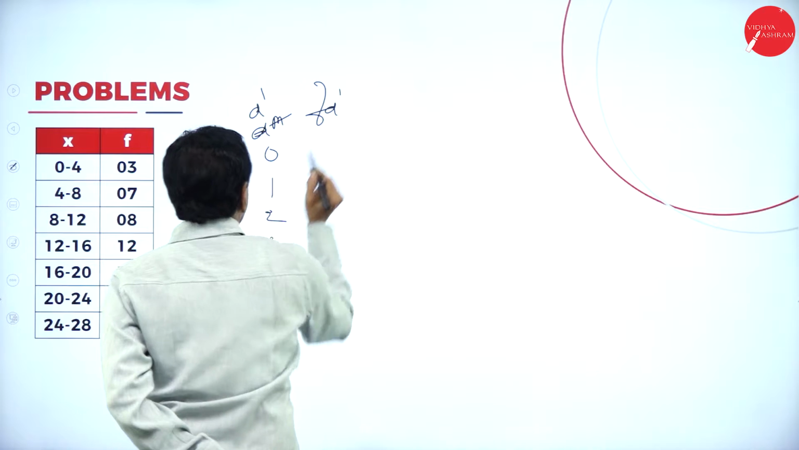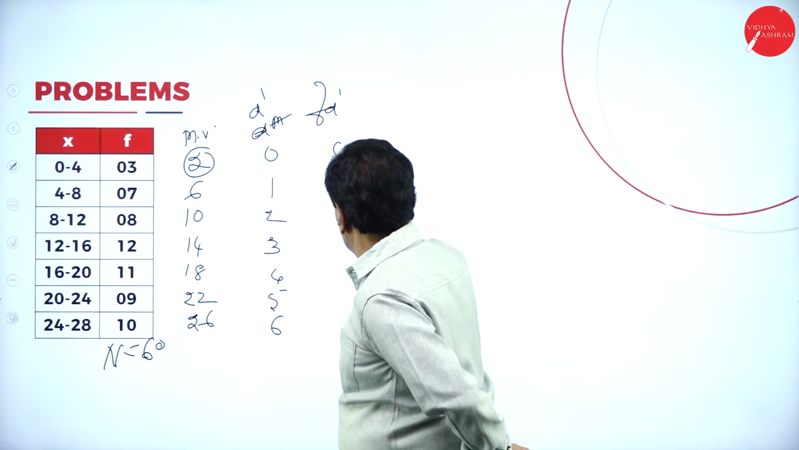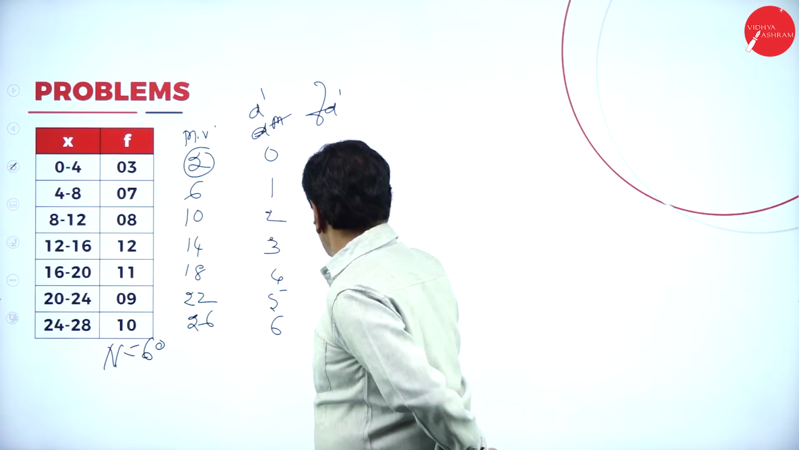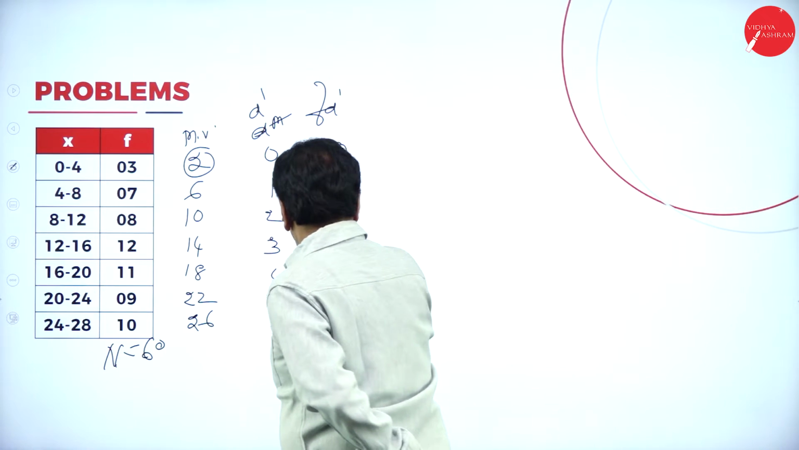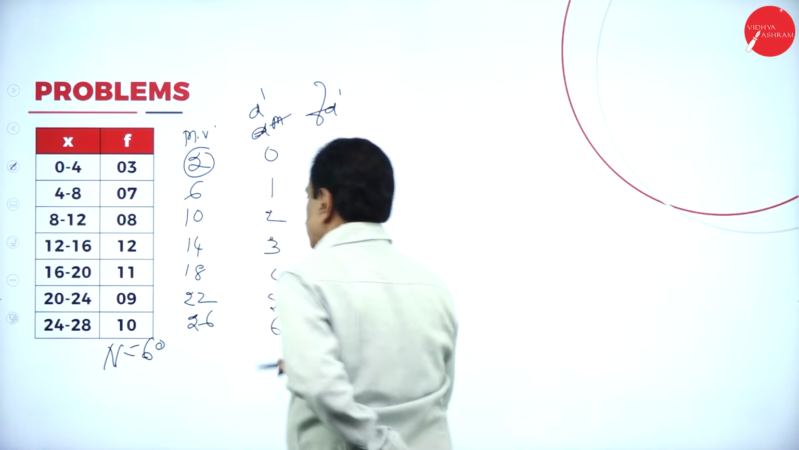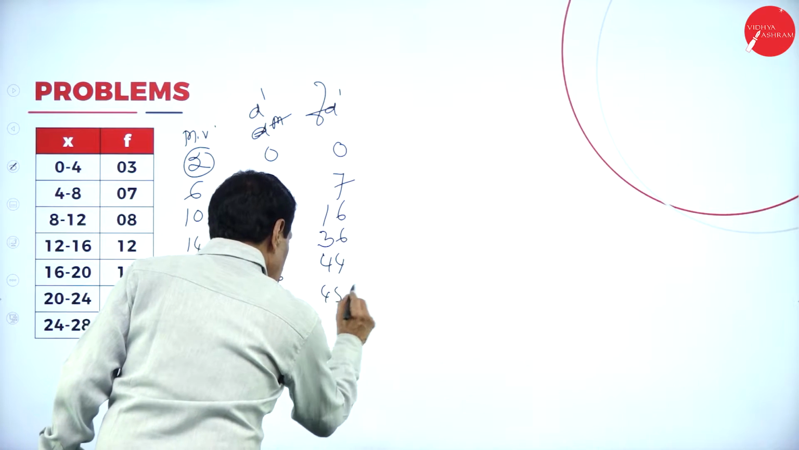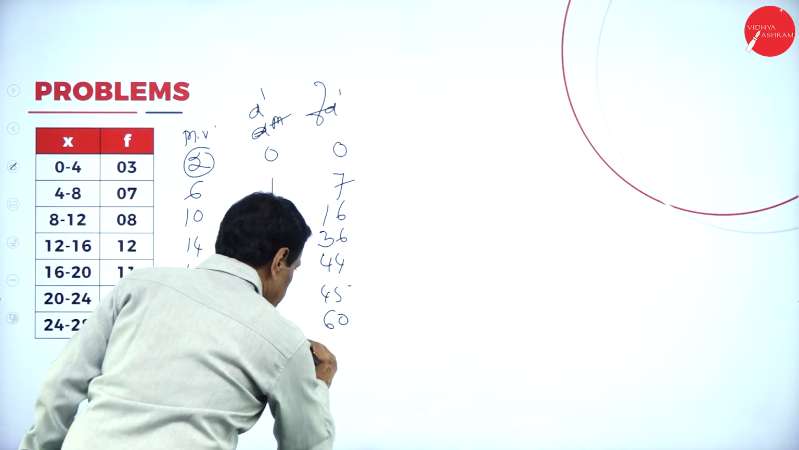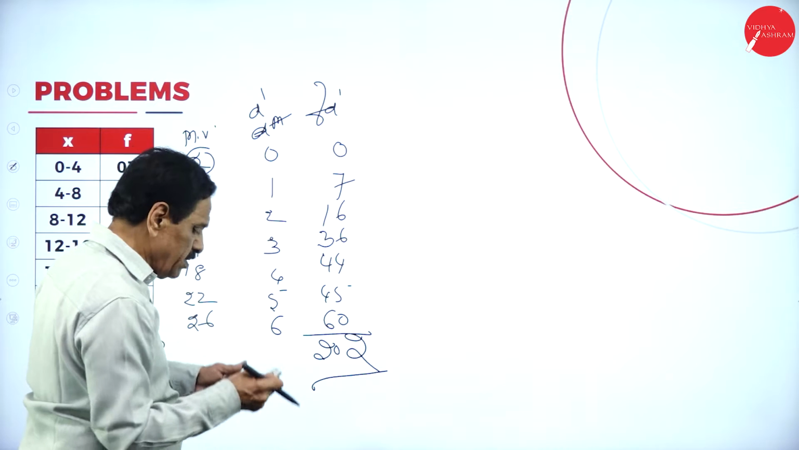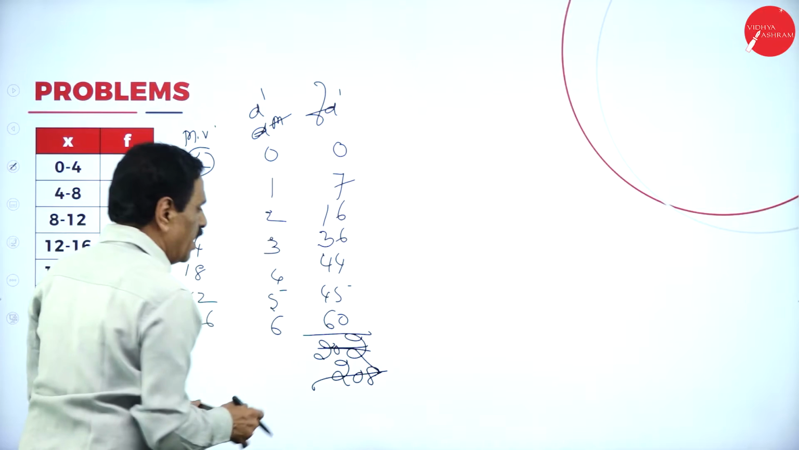Sigma f d dash, multiplied by frequency. 3 into 0 is 0. 7 ones are 7. 8 twos are 16. 12 threes are 36. 11 fours are 44. 9 fives are 45. 10 into 6, 60. Just multiplied. Add the figures, the total is 208.